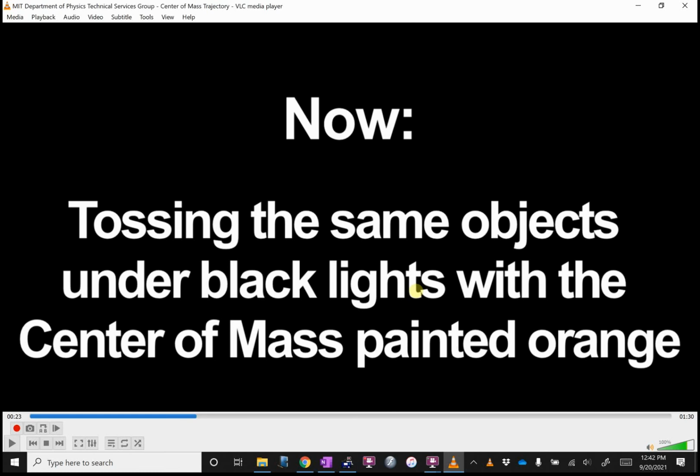What's the center of mass? Where mathematically you could combine all the mass and represent the object with a dot, where all the mass averages out. So we're going to toss those same objects under black light, but we have the center of mass painted orange. Here's the badminton racket.